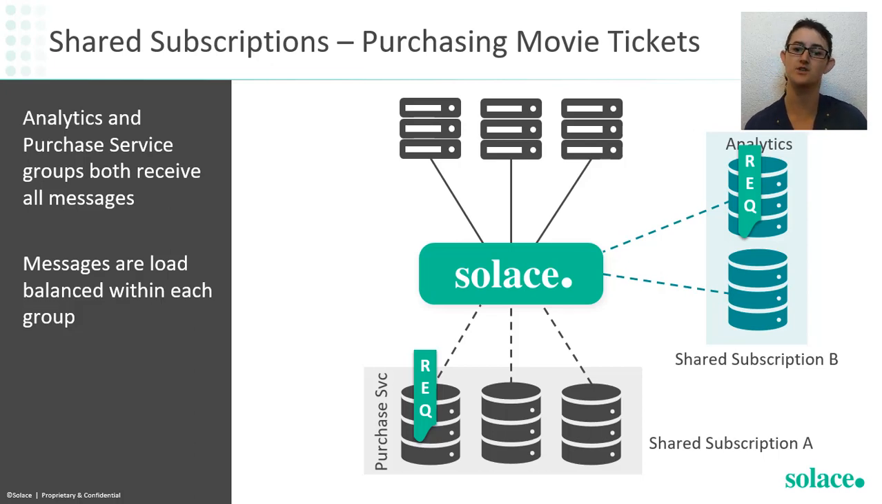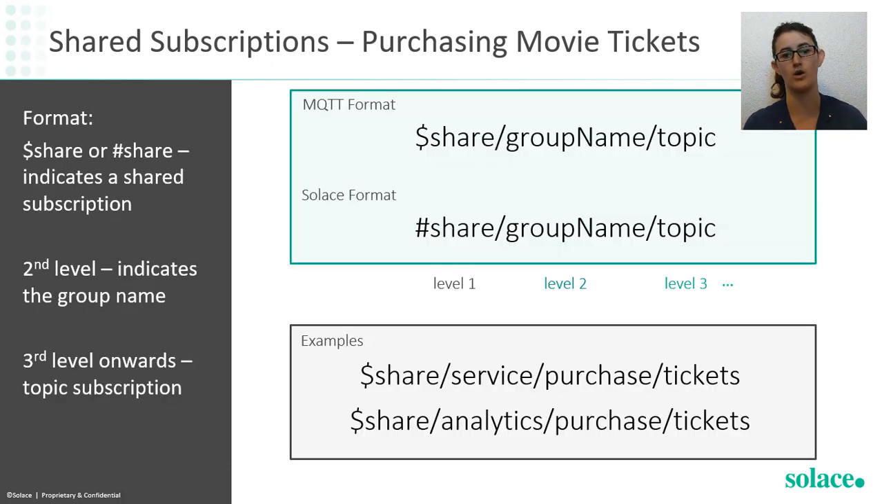Now, what does a shared subscription actually look like? There's 2 possible formats depending on if you're using MQTT or the Solace message format. MQTT uses a $ sign and Solace uses a hash or pound sign. Everything else is the same for the 2 formats of our shared subscription. So we start off with our symbol, dollar or hash, and then lowercase share. Our second group is going to be the group name, and our third level onwards is going to be the actual topic subscription you would normally listen on.